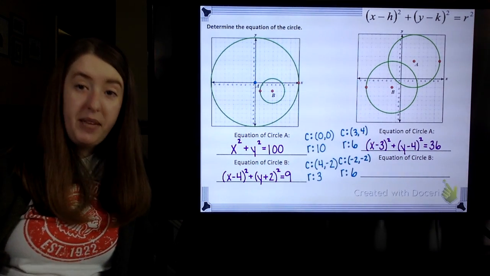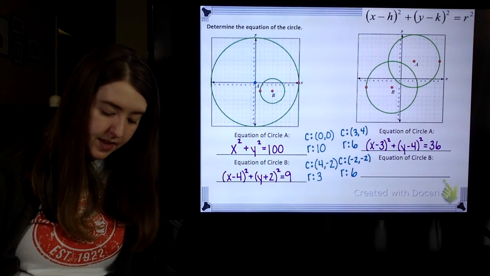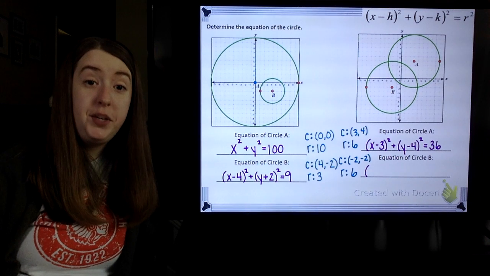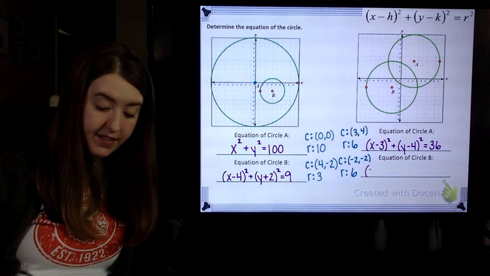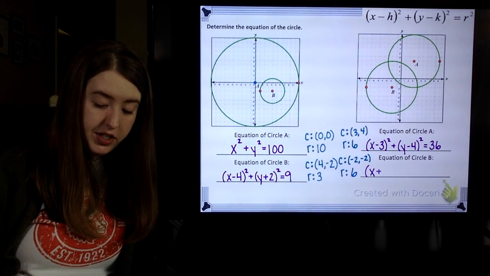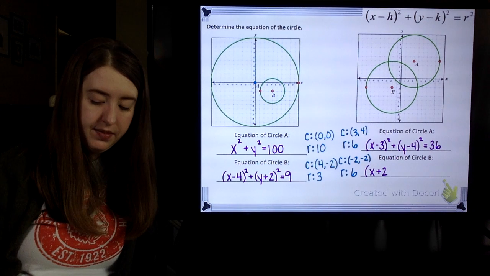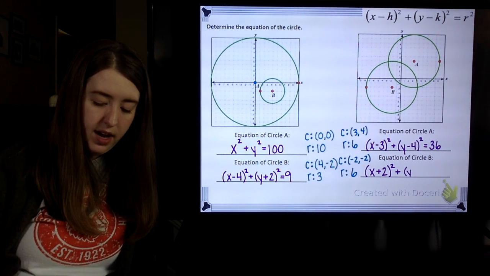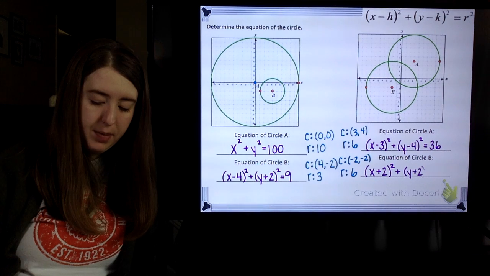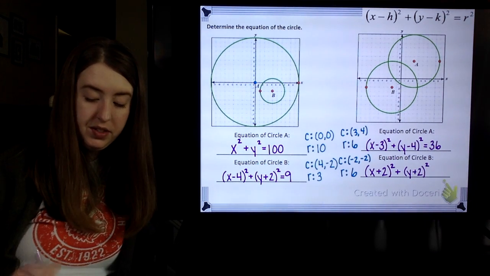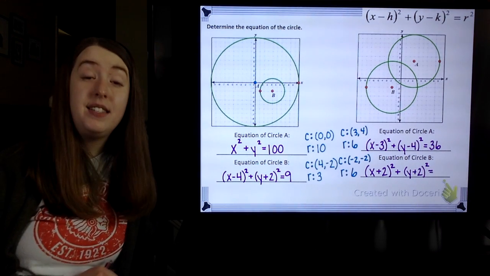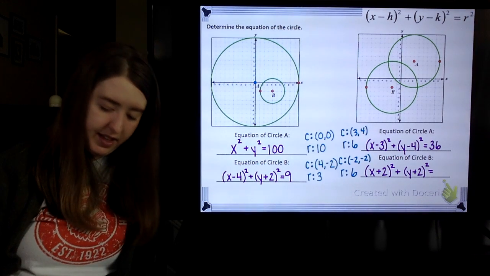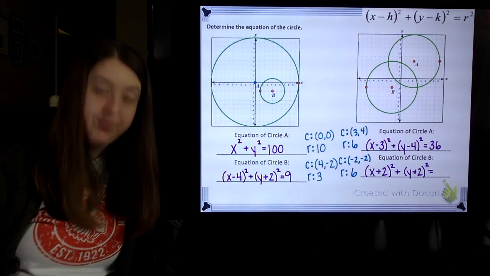And then for circle B, my center is at -2, -2. So since they're both negative, that means I need to have x plus 2, since they're the opposite, squared plus y plus 2, since it's the opposite, squared equals. And then our radius is 6 again, so 6 squared gives me 36.